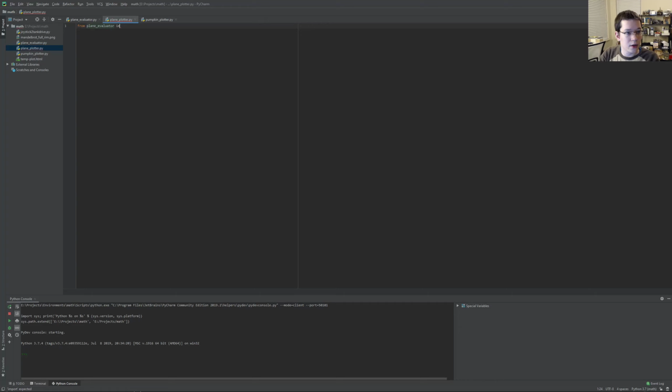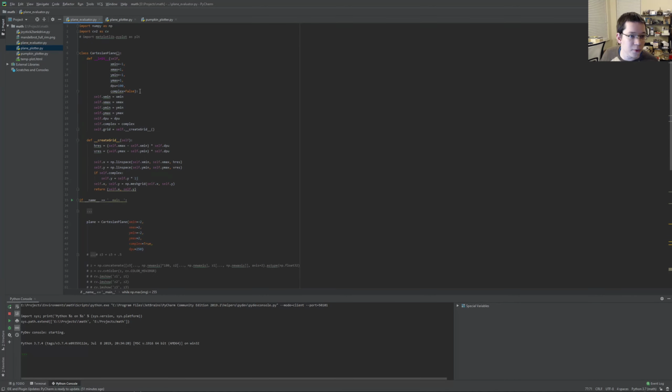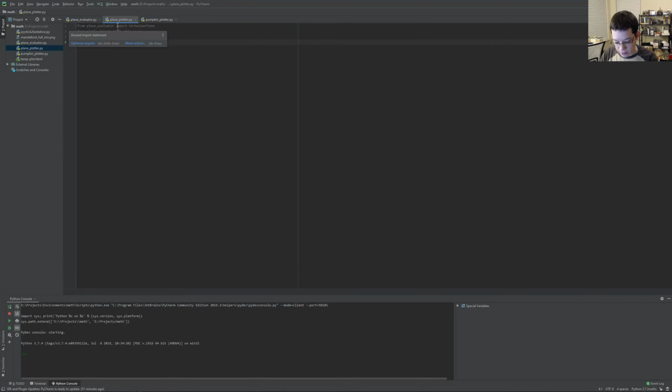From plane evaluator, import Cartesian plane. I'm going to import Plotly. From Plotly, import graph objects as GO. And import Plotly as PLT. Set that over there temporarily. Anything else from over here? Nope. NumPy. Import NumPy as NP. All right, so I want to create a plane.